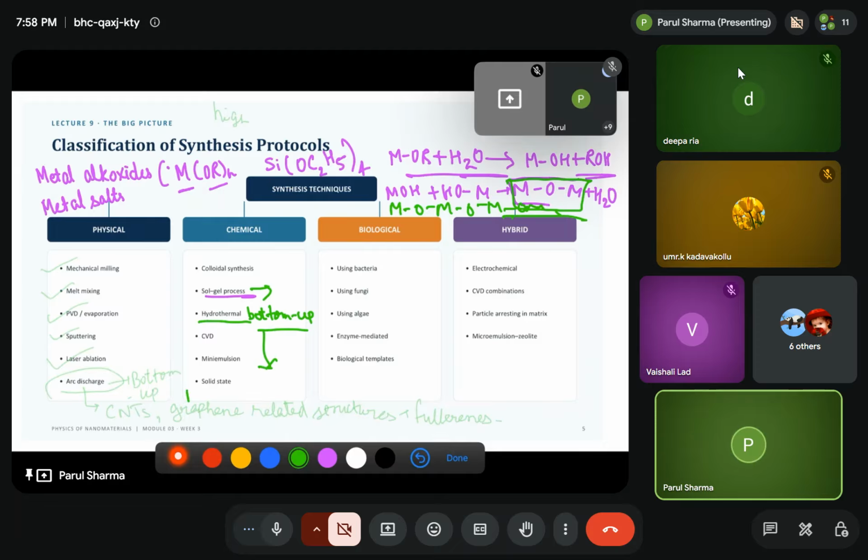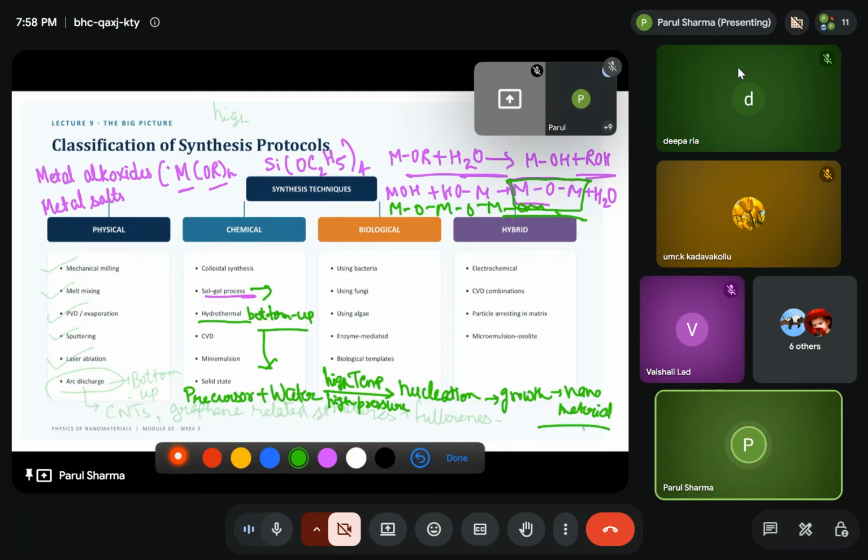So what will happen in this process? We will have some precursors plus water. Then we will give high temperature and high pressure. Then nucleation and growth will start, and then we will get the nanomaterial.